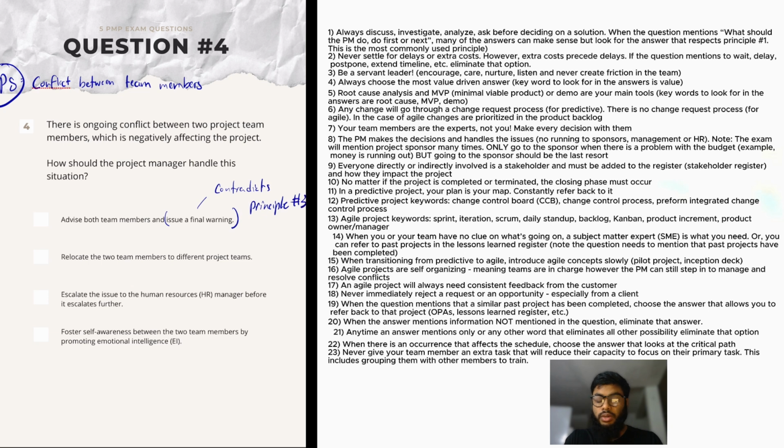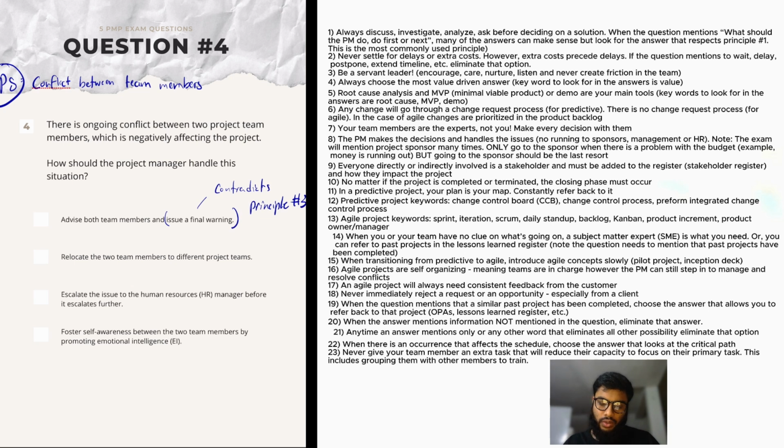And yeah, you might say, but in real life, we might do this and stuff. Yeah, I know. In real life, we might do this, but we are concerned about the PMP exam right now. So real life doesn't apply. Anyways, B, relocate the 2 team members to different project teams.